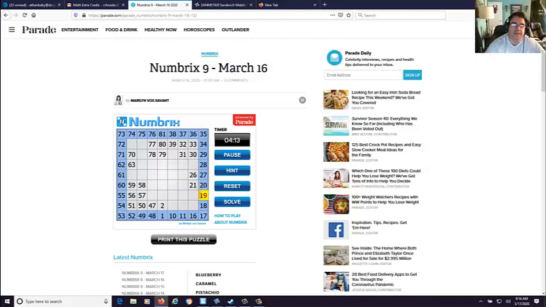20, 19, 18, 17, 16, this must be the 15. 10, 11, this must be the 12. Notice how 12 and 15, the only two numbers that separate them are 13 and 14, must be here. 14, 13, 12, 11, 10, this has to be the 9, this has to be the 8.